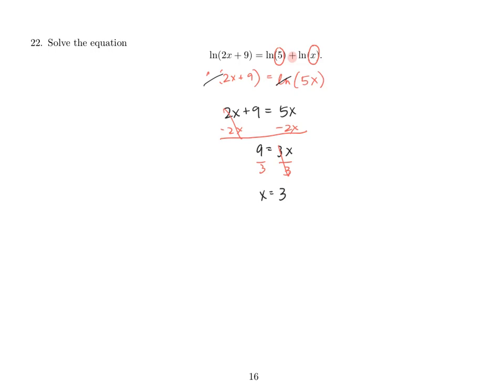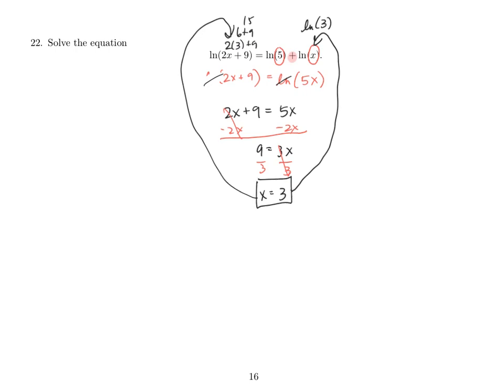All right, now you want to make sure you plug this in to ensure that you're taking the log of a positive number. So if you plug it in here, you're taking the natural log of 3. That's fine. If you plug it in here, you're going to have 2 times 3 plus 9. So it's 6 plus 9, which is 15. That's a positive number. That's fine. So this is your solution.